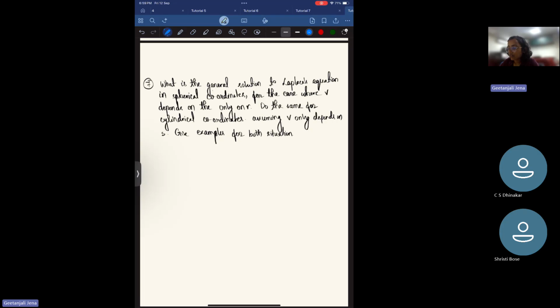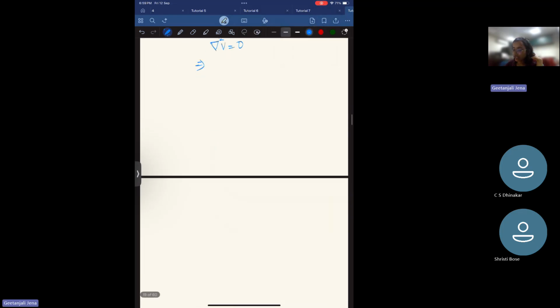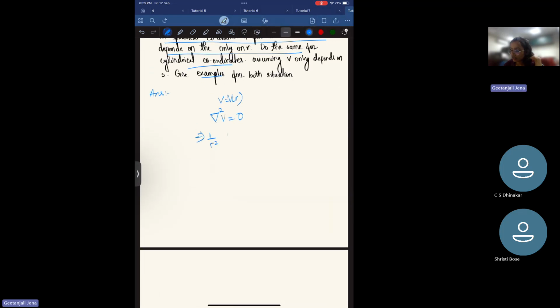So this I think has already been solved in the lecture. You need to find the general solution for the Laplacian equation in spherical coordinates where V only depends on R. So del square V is 0. And if you recall, del square V for spherical coordinates is 1 by R square, dou by dou R of R square, dou V by dou R, which is 0.